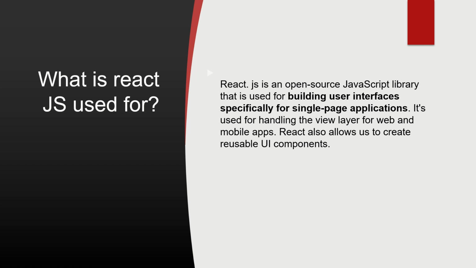What is React.js used for? React.js is an open source JavaScript library that is used for building user interface specifically for single page applications. It is for handling view layer for the web and mobile apps. React also allows us to create reusable UI components. Those all things go in a little harder category, so I won't be telling you all in this particular video. That would come in the second video.